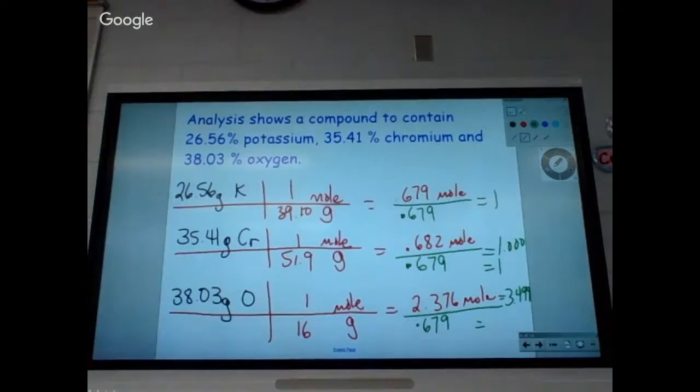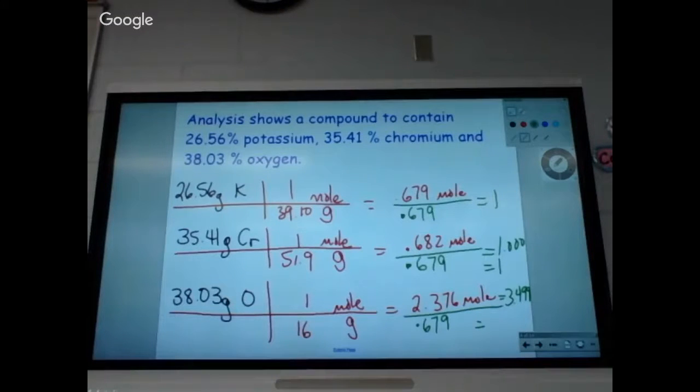All right, has everybody had a chance to punch it in their calculator and get a number? Okay, so I got 3.499. All right, now what do we do with that number? A lot of people want to round it up to 4. Some people want to round it down to 3. You can't do either of those things.